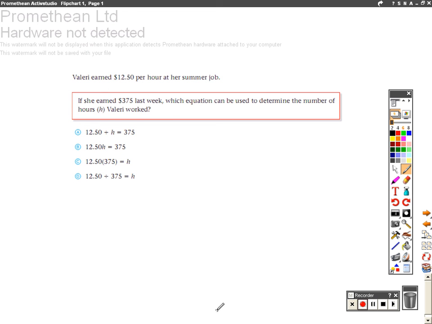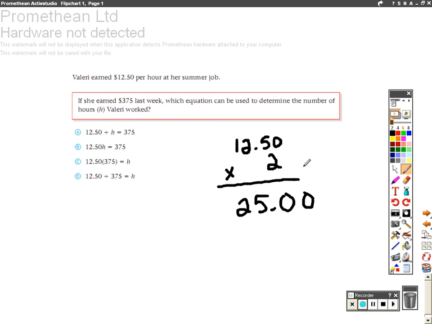$12.50 per hour. Let's think about it. Let's say you worked for 2 hours. And this is just the thinking I would go through maybe if I was stuck on the problem. So if I worked for 2 hours at $12.50 an hour, I would multiply to figure out my total, and I would get $25. Okay, so that means I need to take the number of hours and multiply by $12.50 to get my total. So I'm going to do $12.50 times the number of hours.